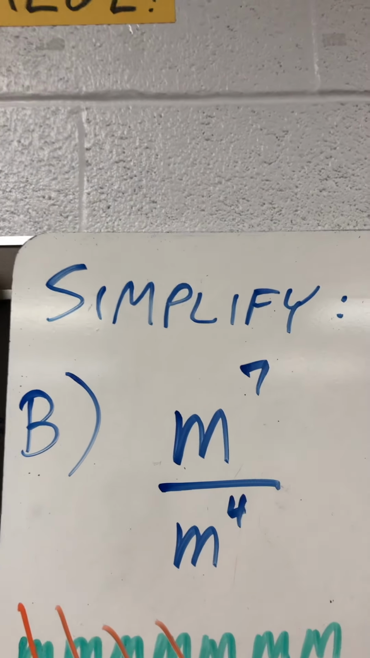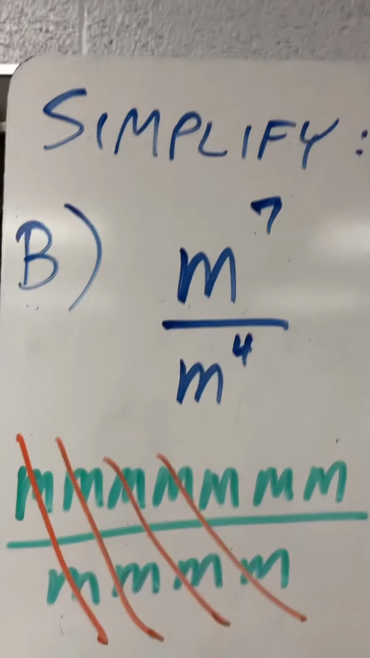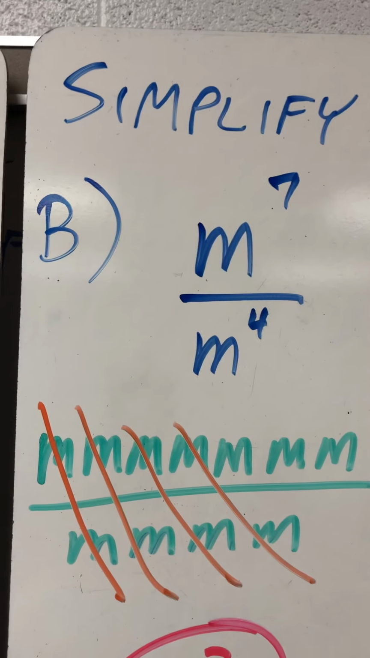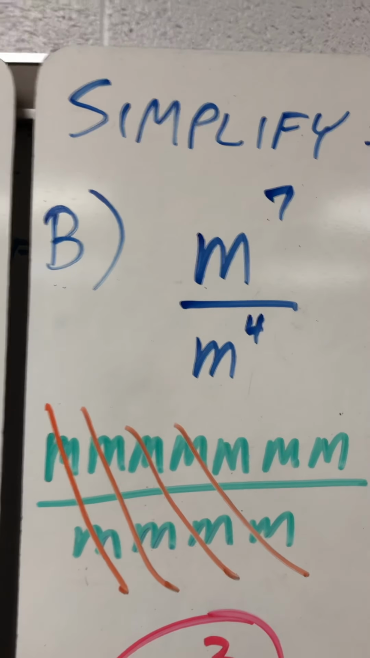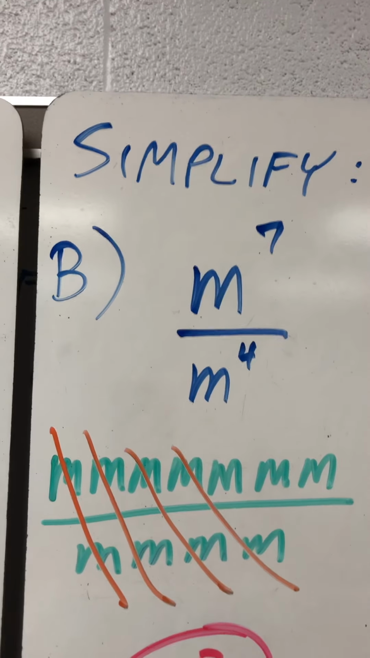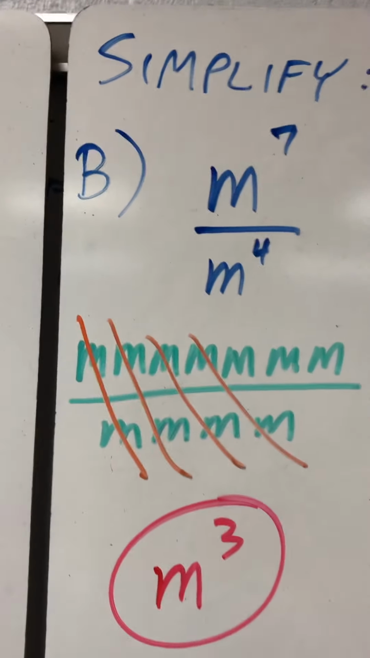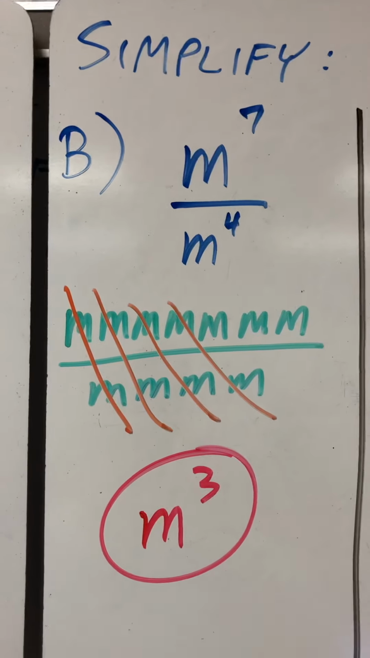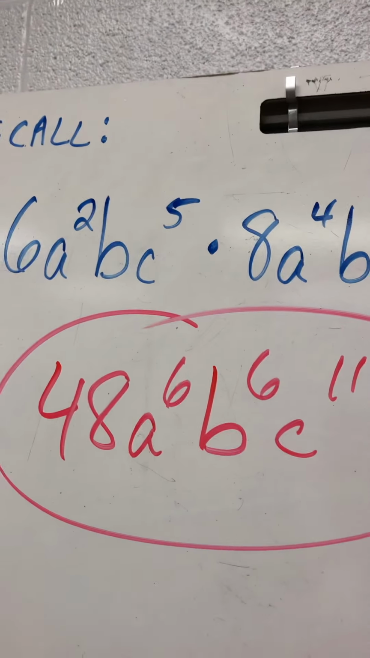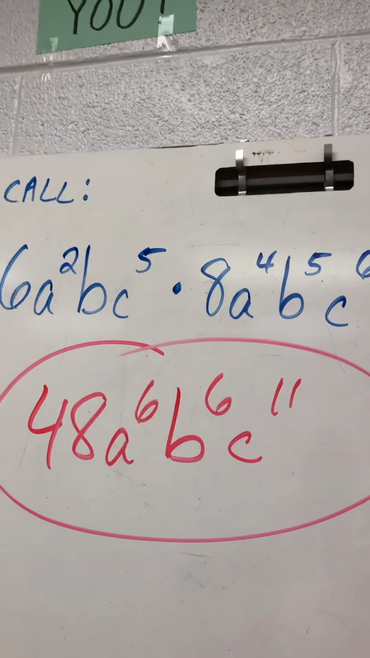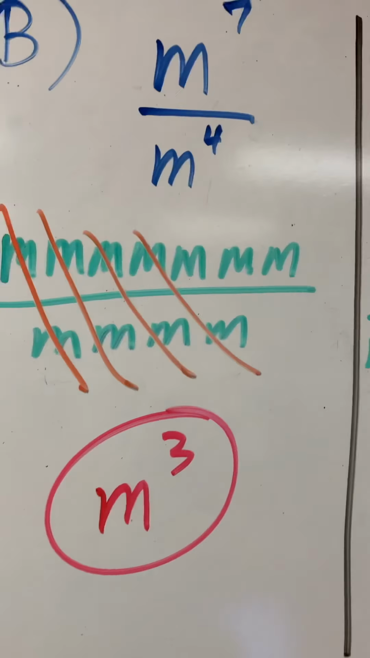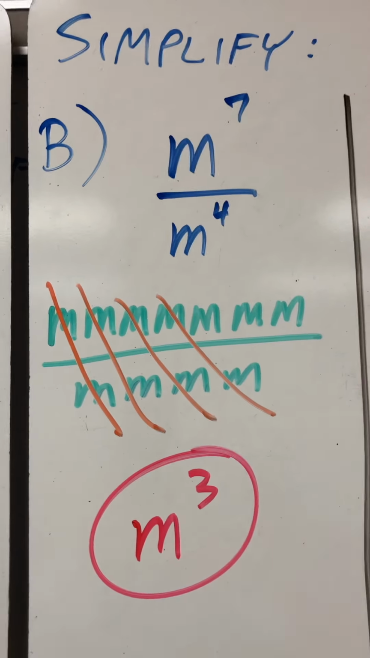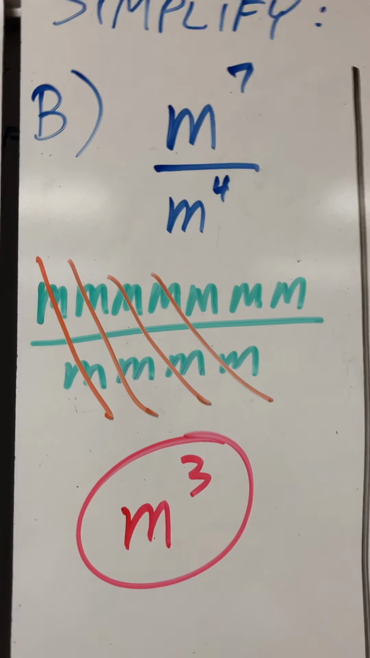M to the 7th over m to the 4th. You've got 7 m's and 4 m's. Would you agree that 4 of them cancel, leaving you with m to the 3rd, right? So if that's the case, over here we were adding the exponents when we multiplied, right? Well, here all you got to do is subtract the exponents, right?